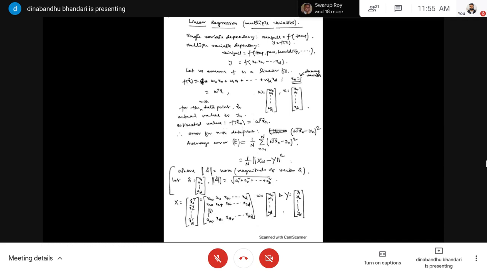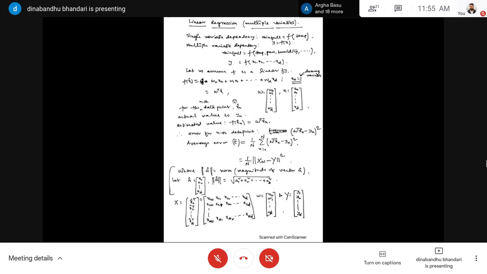So how many rows will be there? Capital N, the number of data points we have. So this is a matrix of dimension capital N cross how many dimensions the data is, d dimensions plus the dummy variable. So it is d plus 1, N cross d plus 1. What is W? We know that, W0, W1, up to Wd. And what is capital Y?